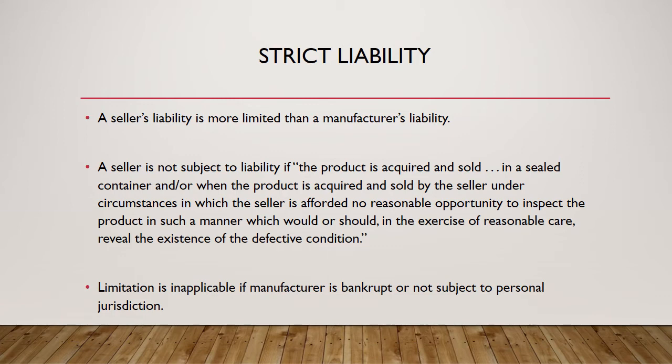So in this instance, the razor would be in a sealed container, or when the product is acquired and sold by the seller under circumstances in which the seller has no reasonable opportunity to inspect the product such that it would discover the defective condition. So in the example of Walmart or Kroger, whatever retail store you want to think of, a lot of times they're selling goods that are in prepackaged boxes or bags, to where Walmart's not bringing them in, inspecting them, and looking at them to make sure that they're not dangerous or defective. So in the strict retail sense, Walmart was most likely not subject to liability in our Norelco example or in many other examples of things they sell.